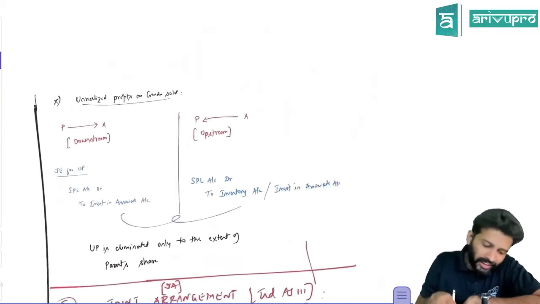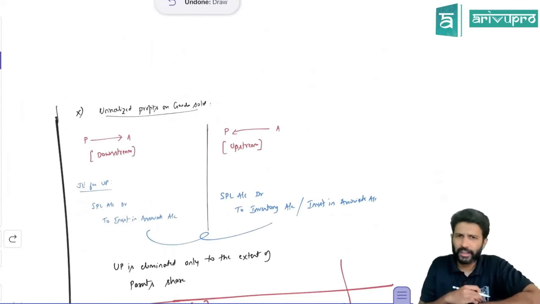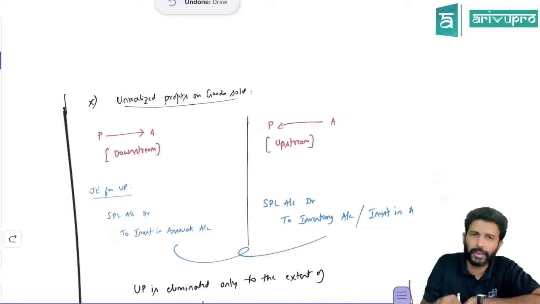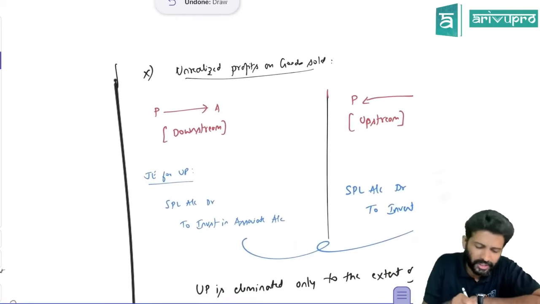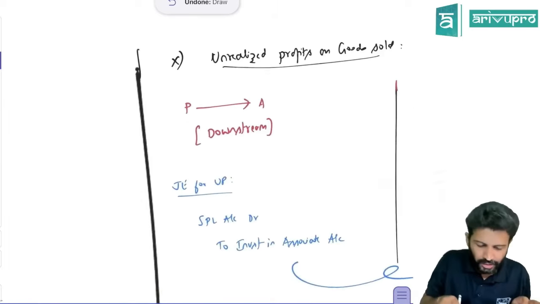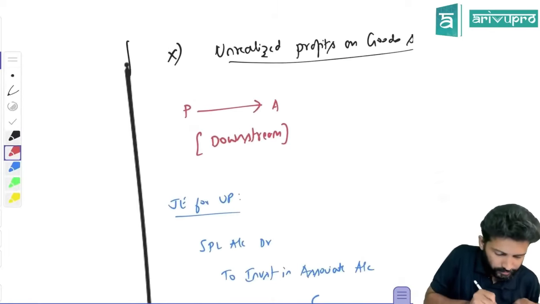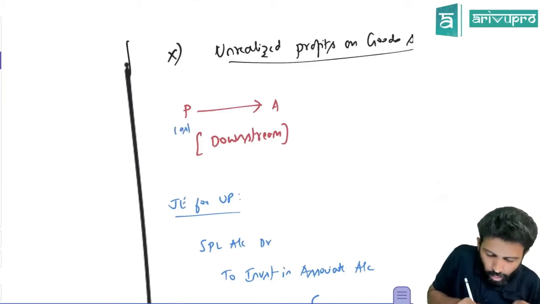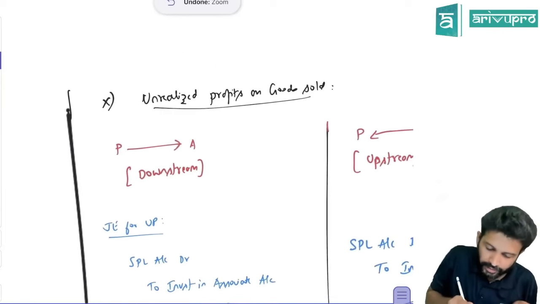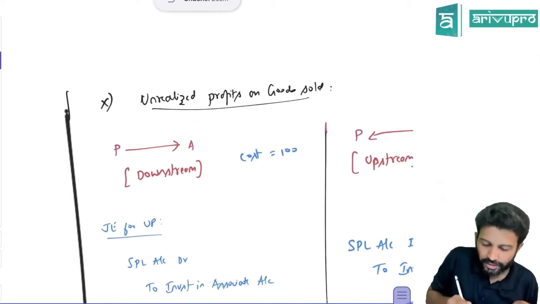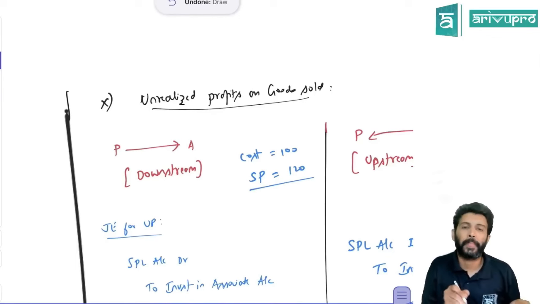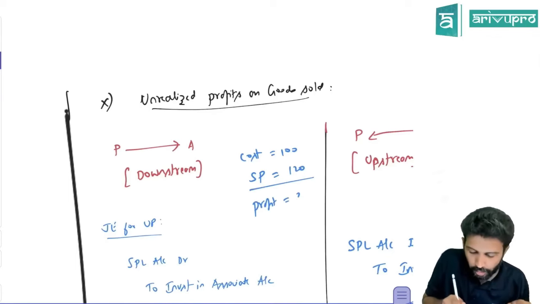Then unrealized profit also is the same drama, sir. If the parent investor company has sold to the associate company, or the associate has sold to the investor, doesn't matter. If the parent investor has sold, it's a downstream sale, and here it's an upstream sale. Okay, the same drama. Now imagine the parent has purchased some goods which cost 100 rupees. They have sold it to the associate company for 120. Okay, what will happen? So in this transaction, the parent made a profit of 20 rupees.